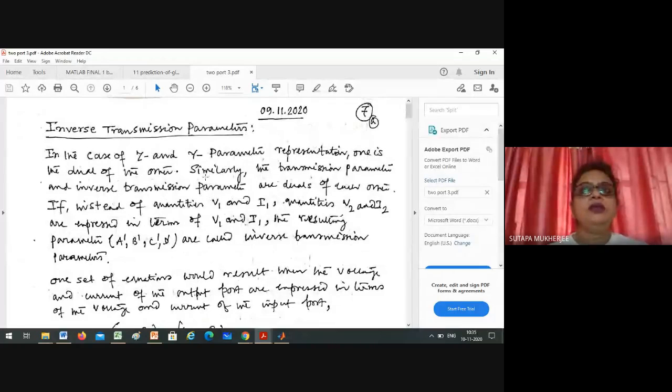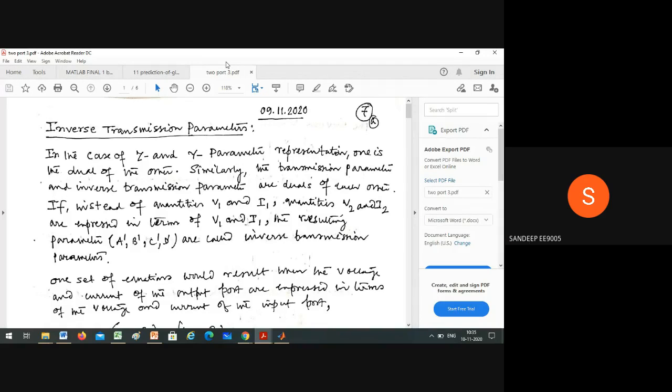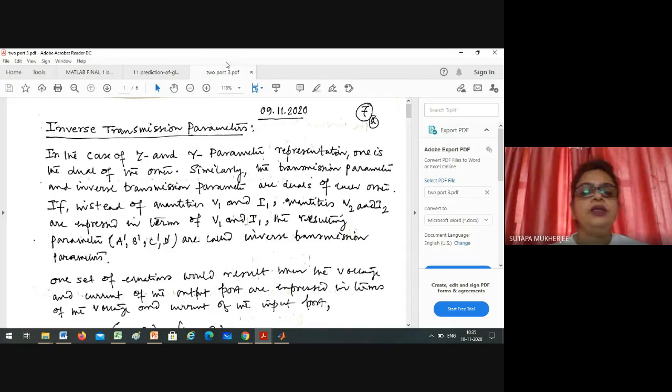Do you remember in case of impedance parameter, what was the relation between the functions? Anybody? V1, V2 is a function of I1, I2. Now, like this, inverse transmission parameters. What is inverse transmission parameters? In the case of Z and Y parameter representation, one is the dual of the other, right? Similarly, the transmission parameter and inverse transmission parameter are duals of each other.